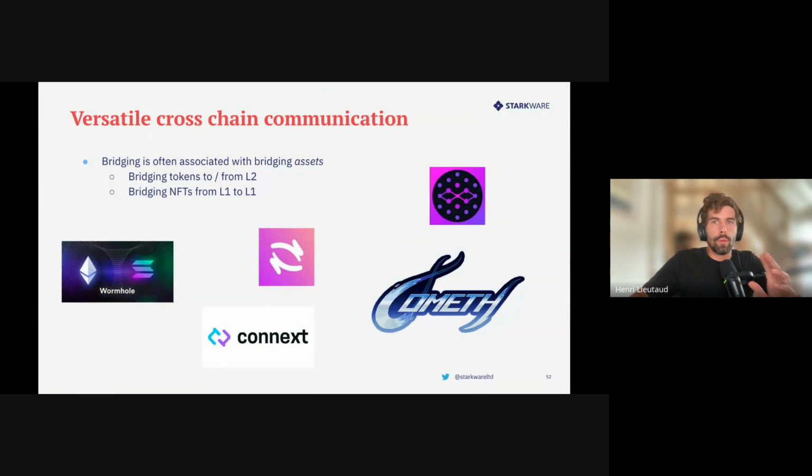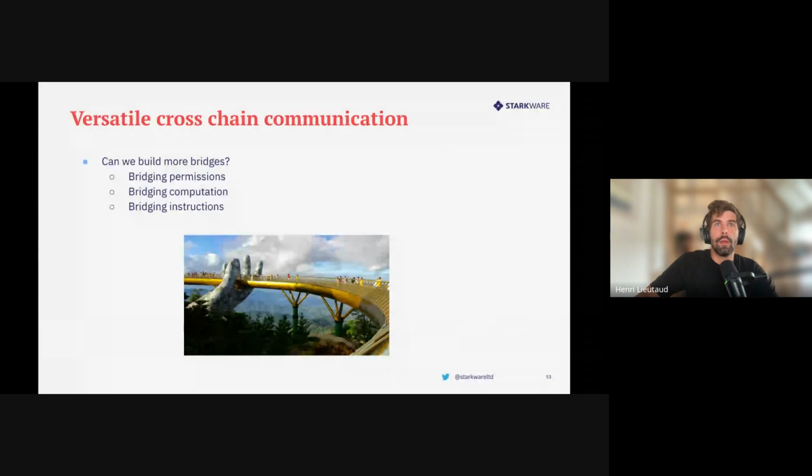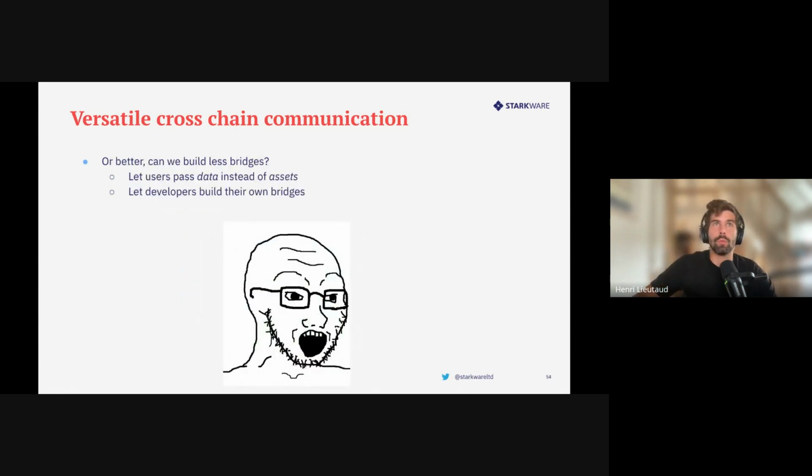So when you think about bridging and L1 to L2 communication, people think about bridging tokens, right? So you think about bridging ERC20s, you think about bridging NFTs, but in reality, blockchains are used for way more things than just tokens. They can be used for computation, permissions, instructions. So what if you could do the same with your bridge? What if instead of building a token bridge, you could pass data? If you can pass data, then you get to design your own protocol on top of L1, L2 communication instead of just having a token bridge.